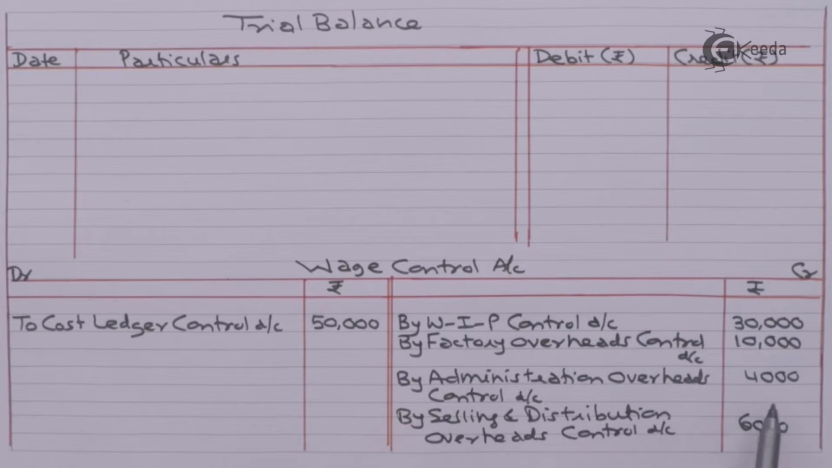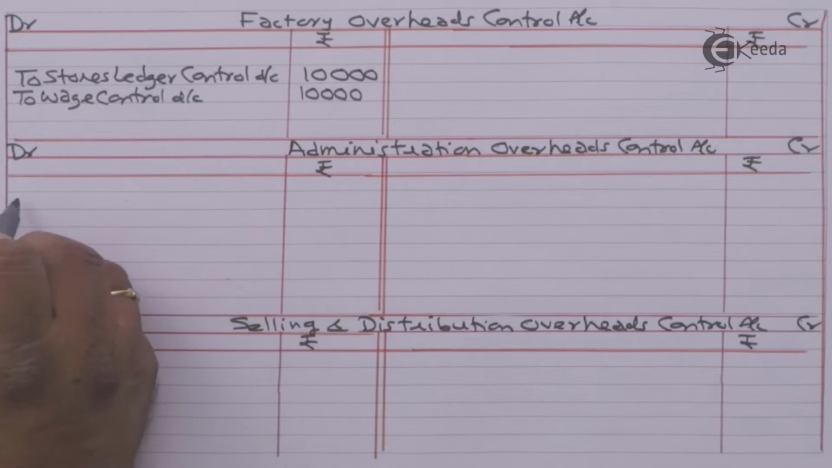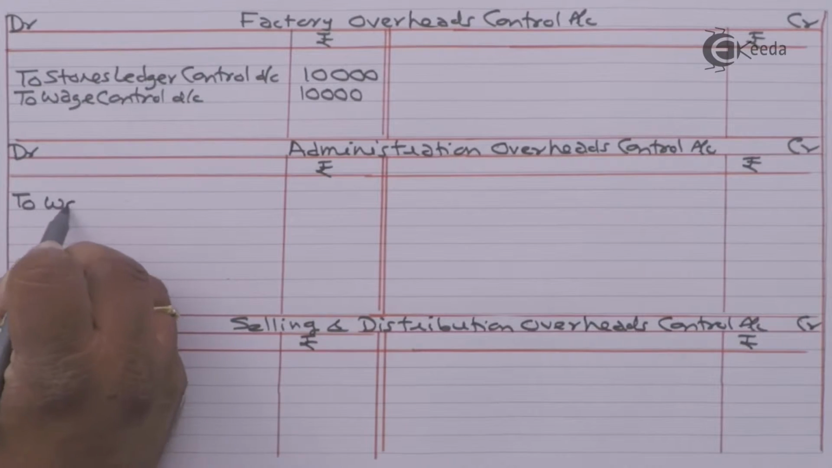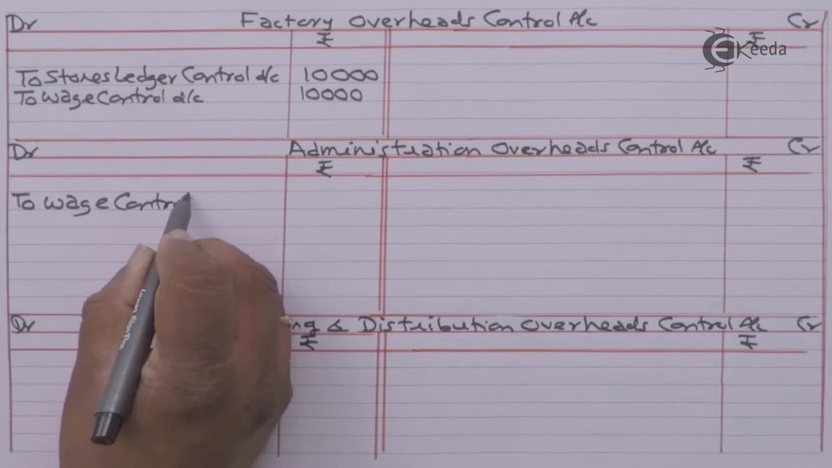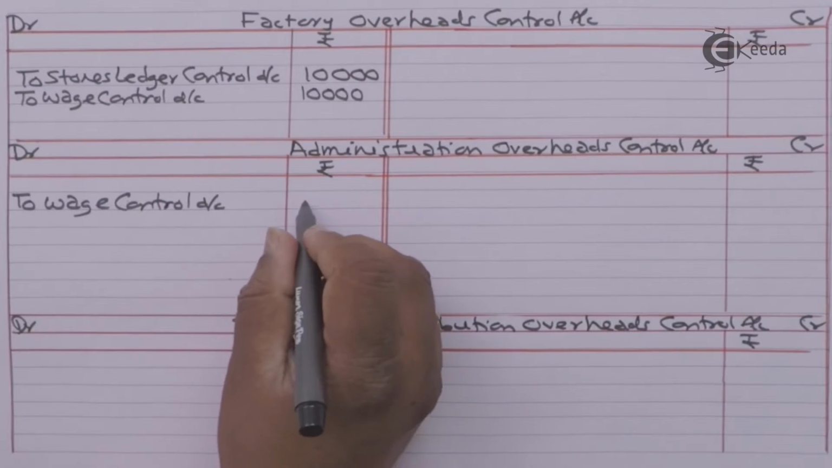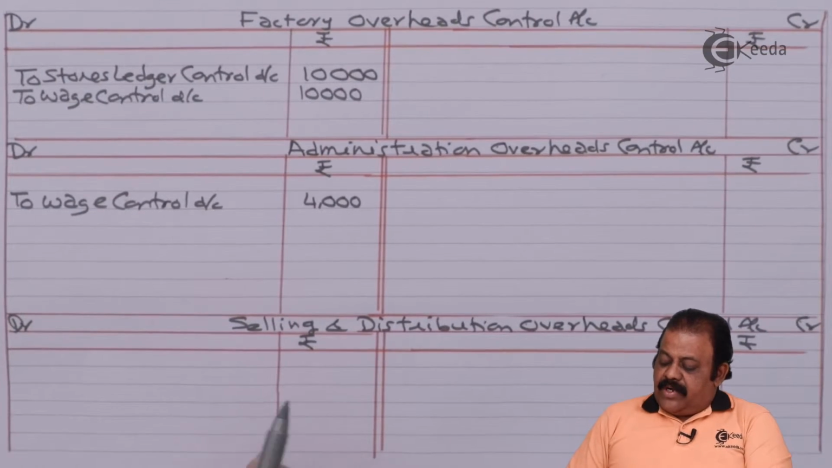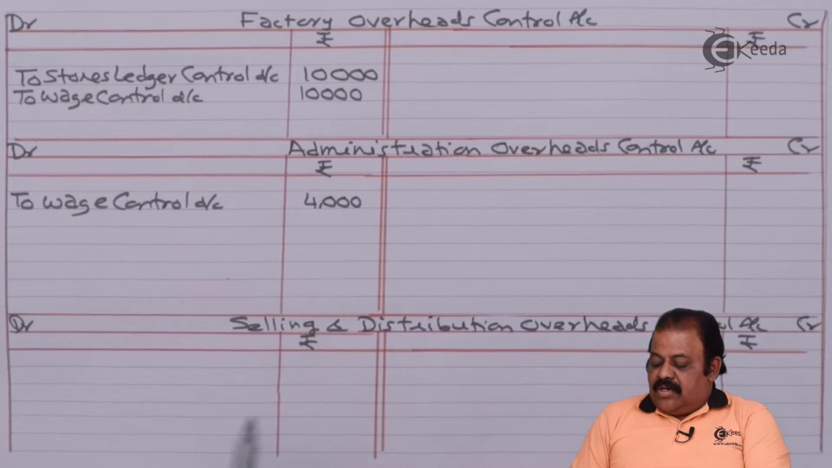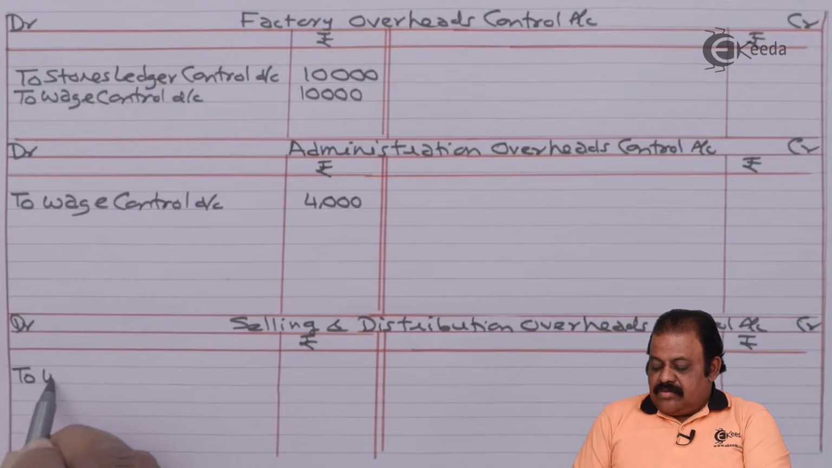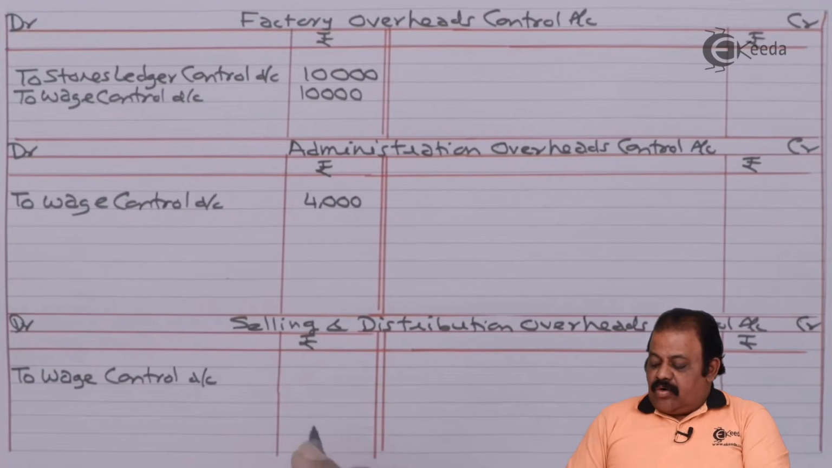Administration overheads control account 4,000. This will be recorded to the debit of administration overheads control account, to wage control account 4,000. Selling and distribution overheads control 6,000. This will be recorded to the debit of selling and distribution overheads control account, to wage control account 6,000.